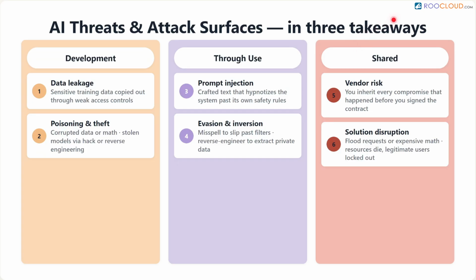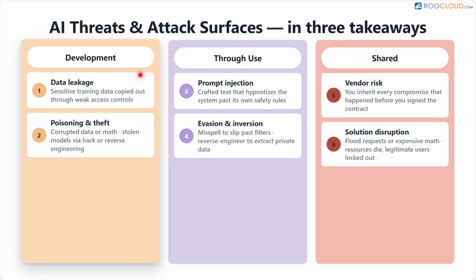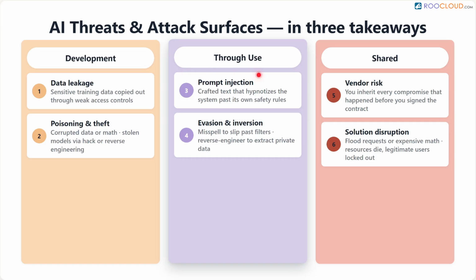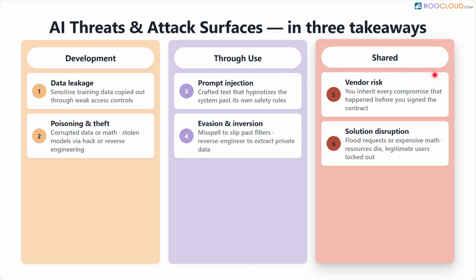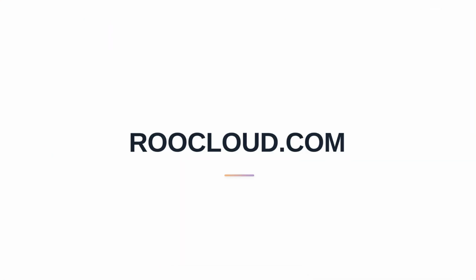Let us summarize what we have learned today. We explored how the development phase is vulnerable to data leakage and covert poisoning. We discussed how entire systems can be stolen through direct hacking or complex reverse engineering. We examined operational threats like prompt injections that break the rules, evasion tactics that hide from sensors, and inversion attacks that steal privacy. Finally, we highlighted the shared risks of using third-party vendors and the danger of overwhelming the system to cause an outage.